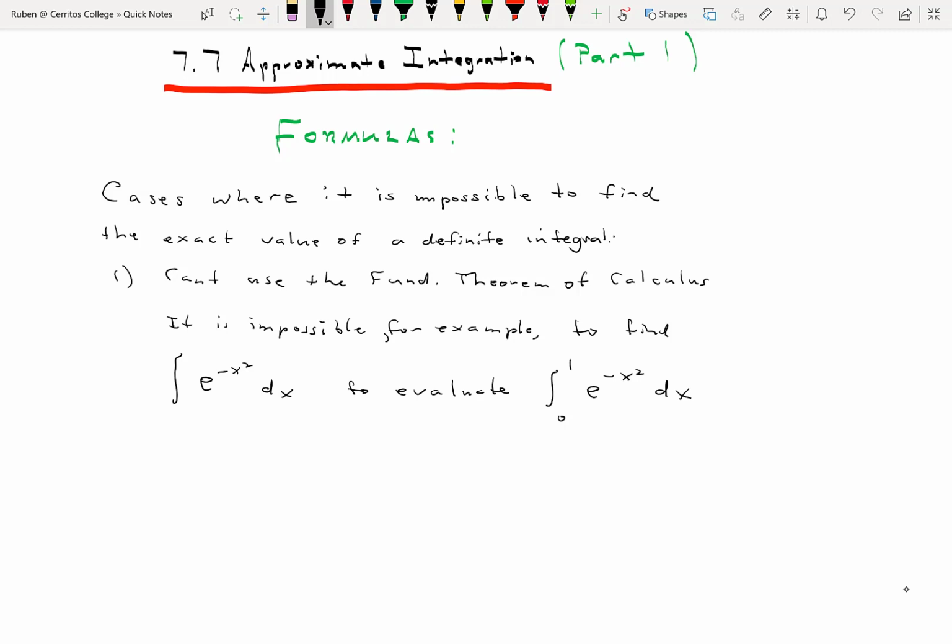Later on you're going to see that we can actually evaluate the indefinite integral of e to the negative x squared, but it's going to involve an infinite sum of simple functions. So in the first case, we can't use what we've learned in Calc 1 and Calc 2 to simply find the antiderivative for e to the negative x squared.